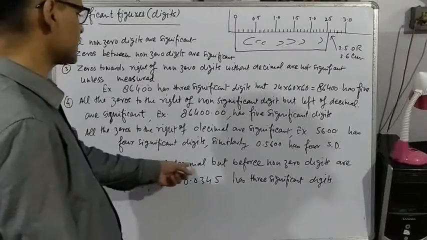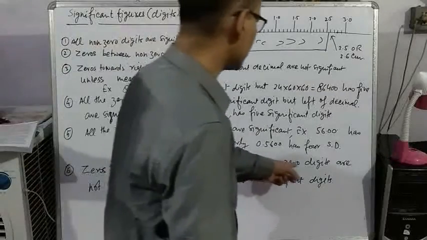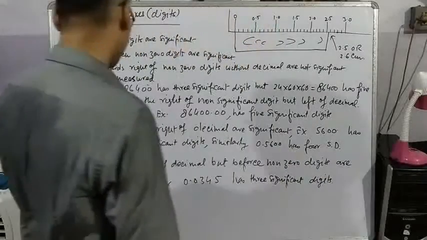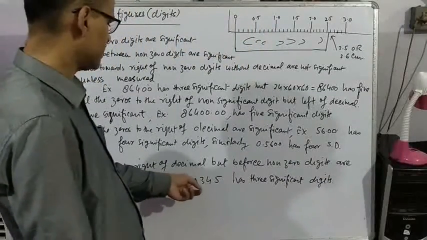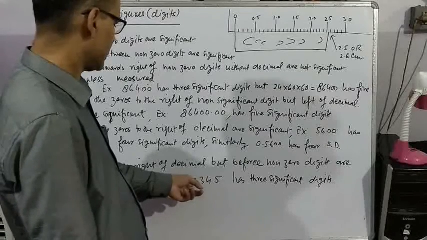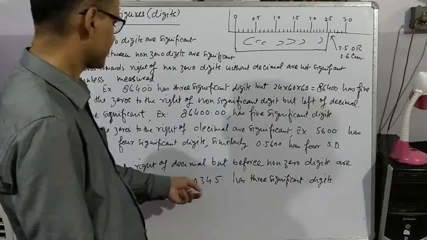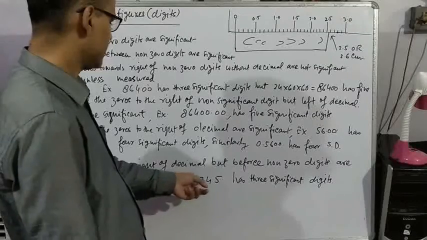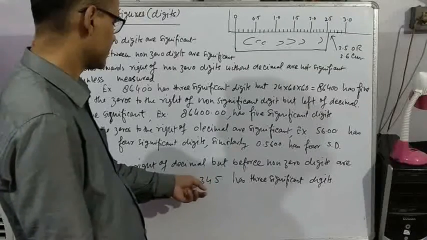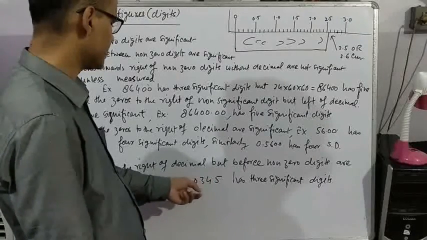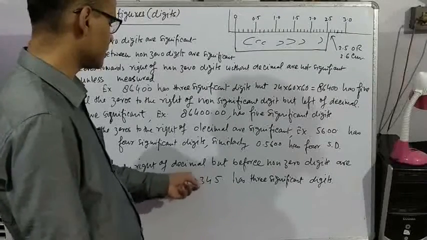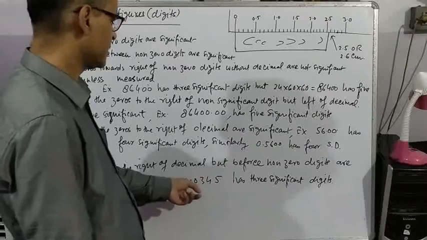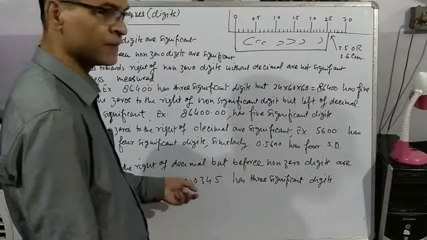Zeros to the right of decimal but before a non-zero digit are not significant. Think carefully. This 0 is not significant. Before the non-zero digits, this 0 is coming after decimal, so in such a condition this 0 is not considered as significant. So this value has only 3 significant figures.